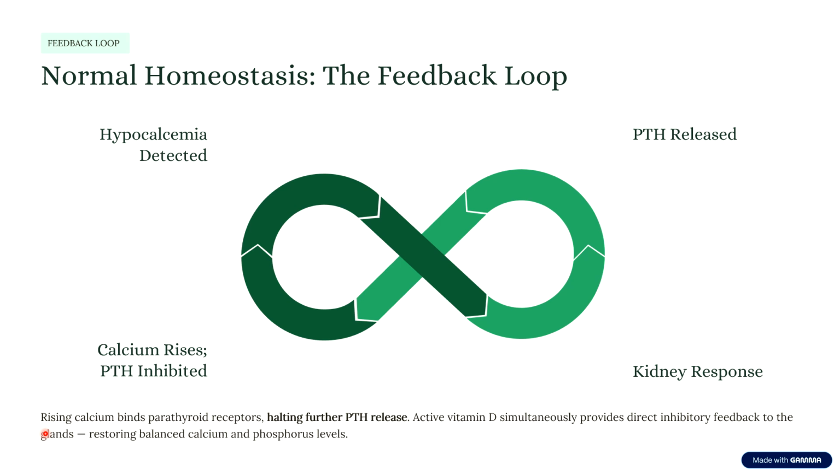What happens? Raising calcium binds the parathyroid receptor, halting the further PTH release. So when the calcium level is almost at a satisfactory level, then excess calcium ion binds with the parathyroid receptor, which will halt the PTH release. So no more PTH will come. Active vitamin D simultaneously provides direct inhibitory feedback to the glands. So in this way, calcium and phosphate level are restored. Balance is maintained.